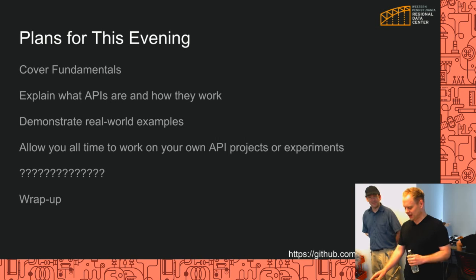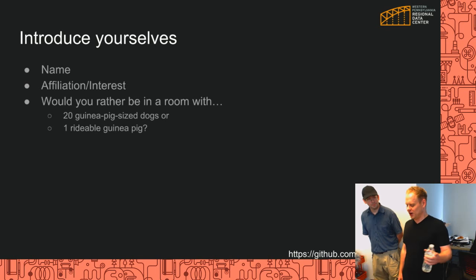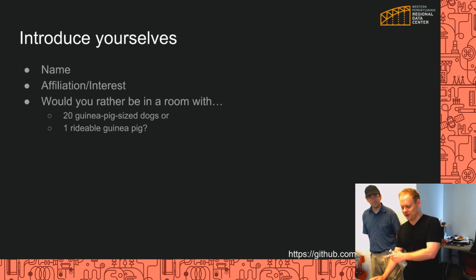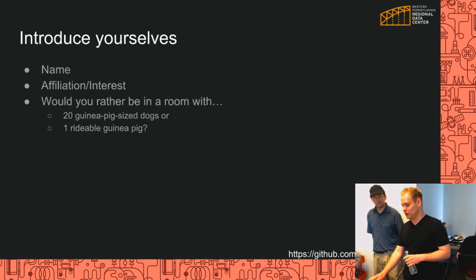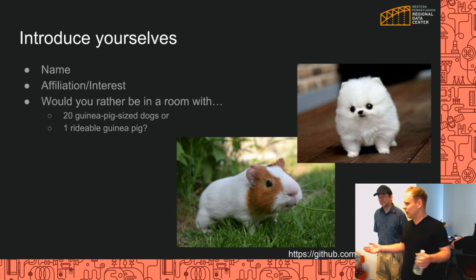So the one thing we like to do when we give presentations is kind of go back to grade school and do a real quick introduction. There's a lot of folks here, so we'll just do it really quickly. We just want your name, and if you want, your affiliation or why you're here, but you can just leave it at your name. More importantly though, a question: would you rather be in a room with 20 guinea pig-sized dogs or one rideable guinea pig, like a horse-sized guinea pig?